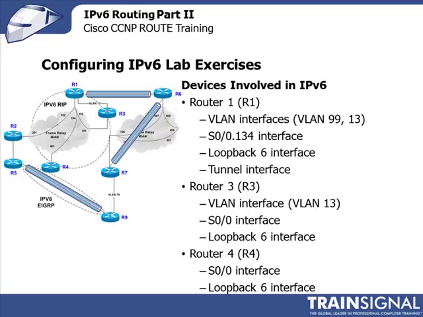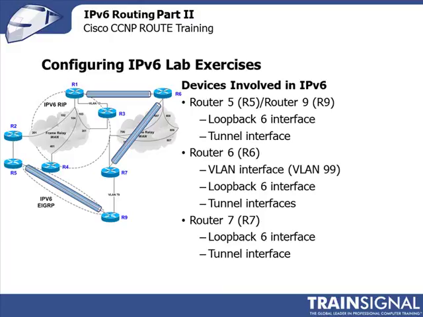For router 3, it'll be the VLAN interface, the frame relay serial interface, and obviously the loopback. On router 4, it'll only be the serial 0/0 and loopback interfaces. On router 5 and router 9, the EIGRP domain, just loopback and just tunnel interfaces alone. Having the loopback actually makes it easier to see visibility because the tunnel interface will be considered a connected route, not an EIGRP route in the routing table. Router 6, we have the VLAN interface, kind of, the loopback 6 interface, and the tunnel interfaces. And for router 7, the manually configured tunnel, obviously we will have loopback 6 and the tunnel.